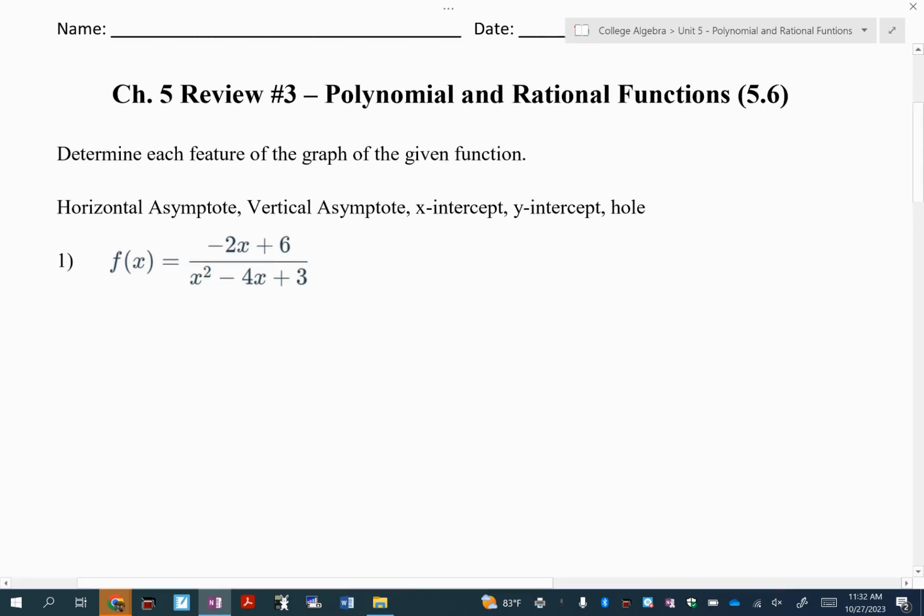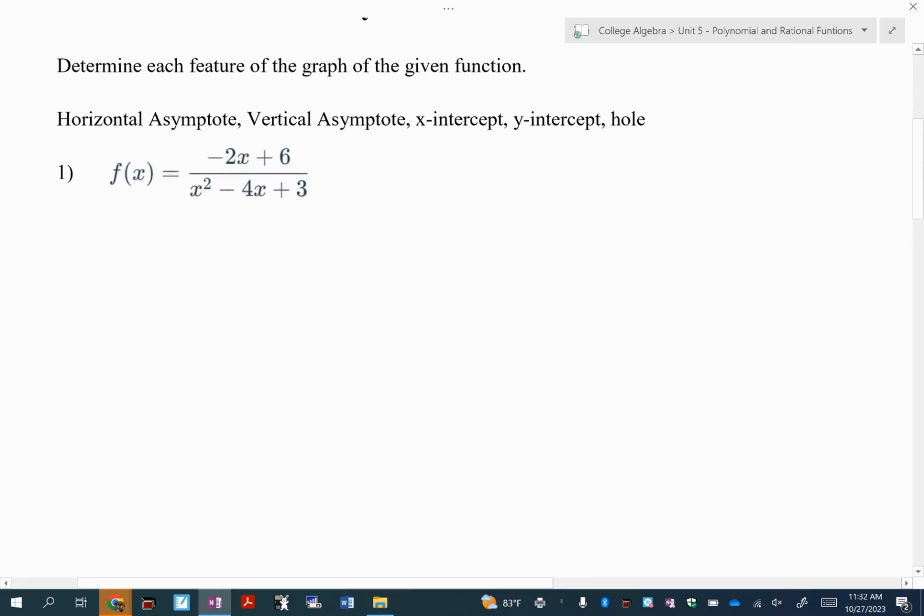All right, so I'm going to do 3 of these where I'm going to find all these different characteristics of these rational functions. I'm going to find the asymptotes, the intercepts, and see if there are any holes in these functions. So the first thing I'm going to do is look to see if I can factor anything in the top or the bottom. And I can factor out a -2. And when I divide those terms by -2, I get x minus 3.